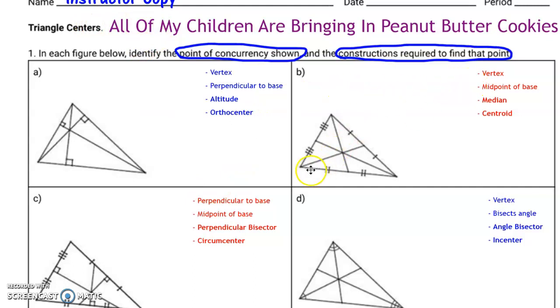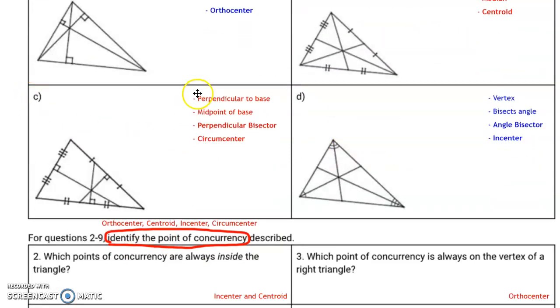For letter B, I connected a vertex to the base, but this is not perpendicular. I don't see a right angle marker here. I do see these two sides are congruent, which means this is a midpoint. If it's a midpoint, that means I'm joining a vertex with a midpoint. That indicates to me that these lines are medians. Medians meet up at a centroid, so this point is a centroid. Orthocenter, centroid.